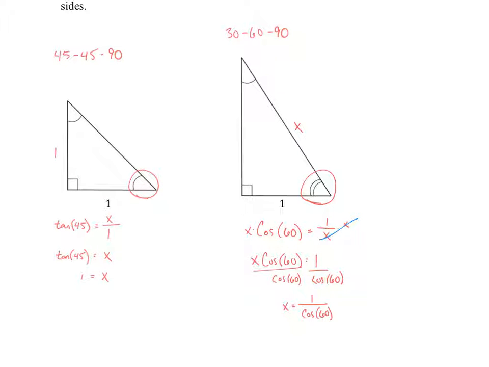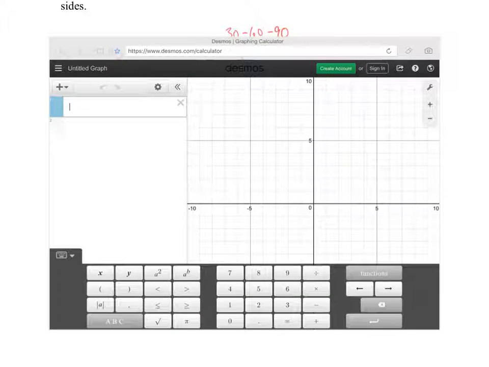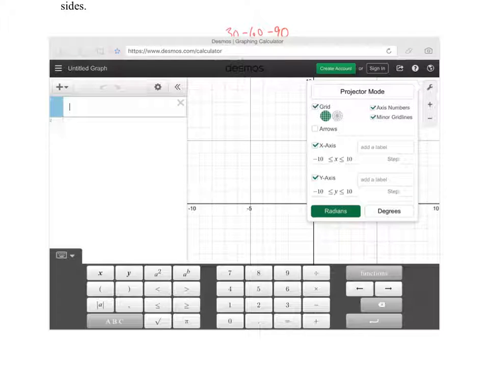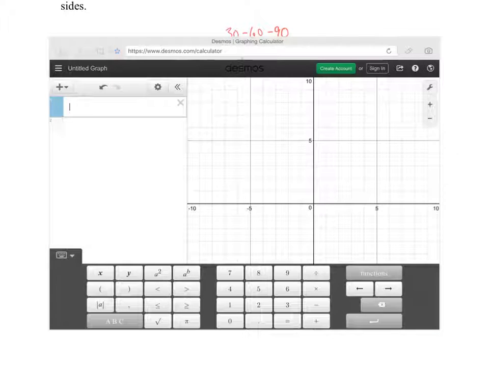Okay, so 1 divided by cosine of 60 is going to equal whatever x is. So let's go back to our browser. All right, so again, I'm going to want to use my cosine function. But before I do that, got to make sure I'm in degrees. So I'll do 1 divided by, I want to use cosine of 60. And it looks like 1 divided by cosine of 60 equals.